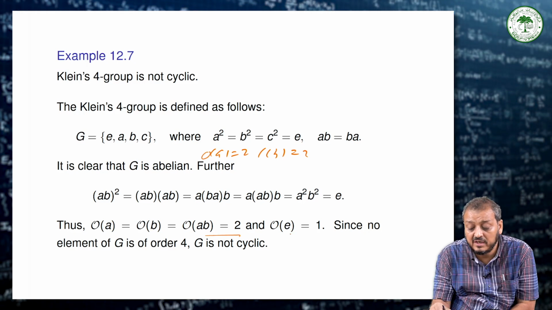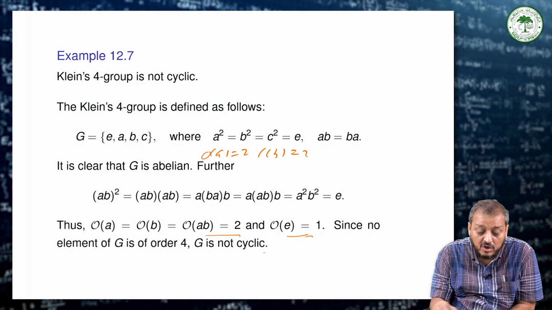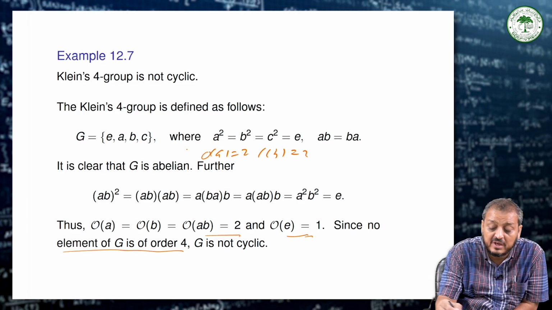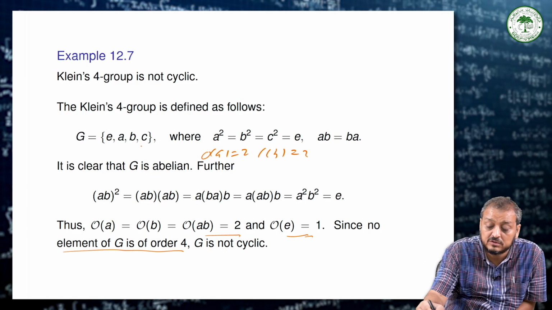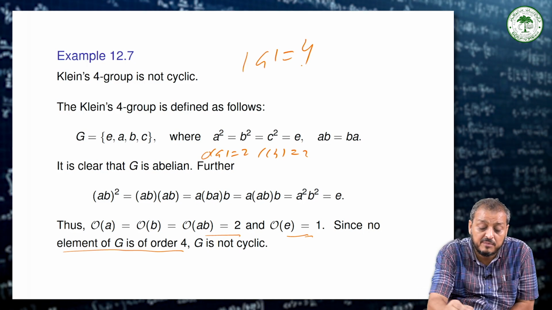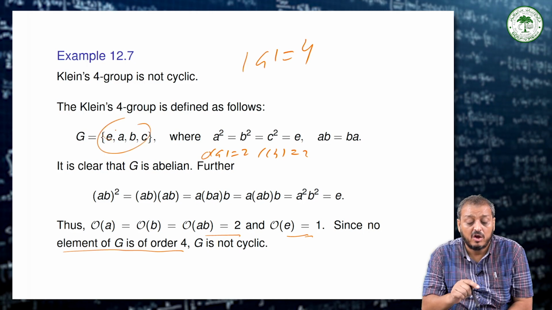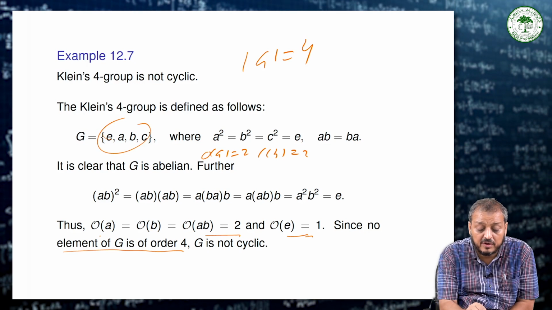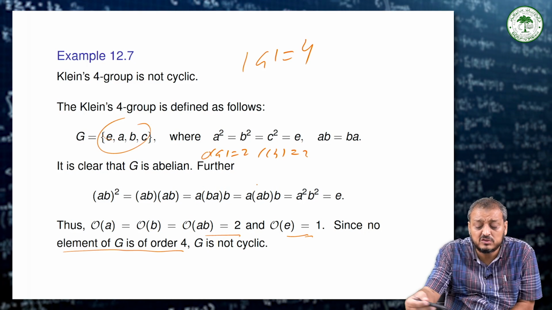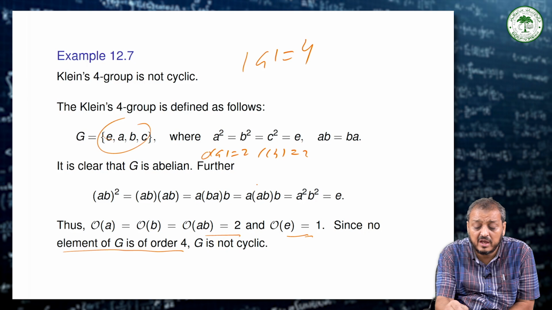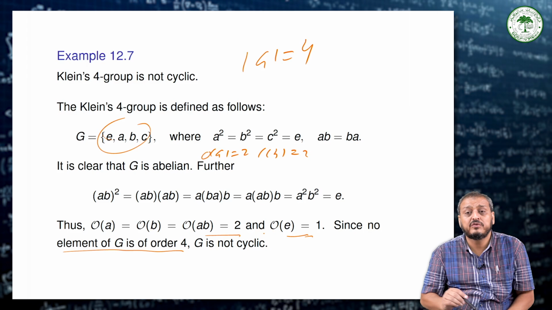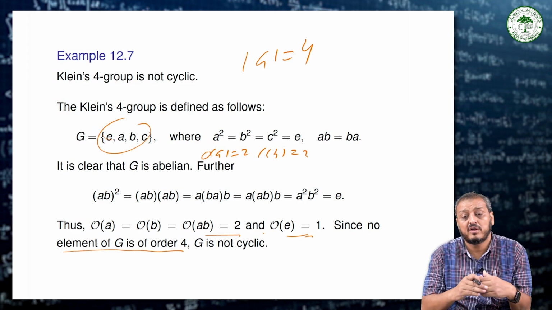The order of the identity is clearly equal to 1, and no element of G has order 4. In this group we cannot find any, because the order of G is equal to 4, and we cannot find any element of this group which has order 4, because the order of A is equal to 2, the order of B is equal to 2, and the order of C is also equal to 2. If we take A, C, B, C, again the order of A or B is 2, then the order of A, B is also 2. So we cannot find any element which has order 4.